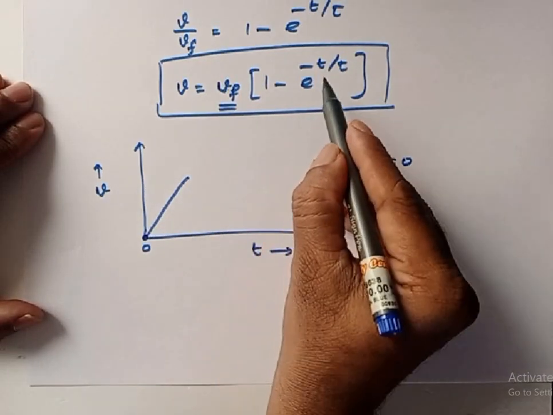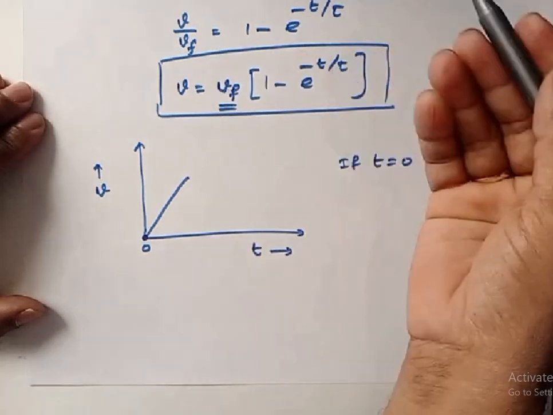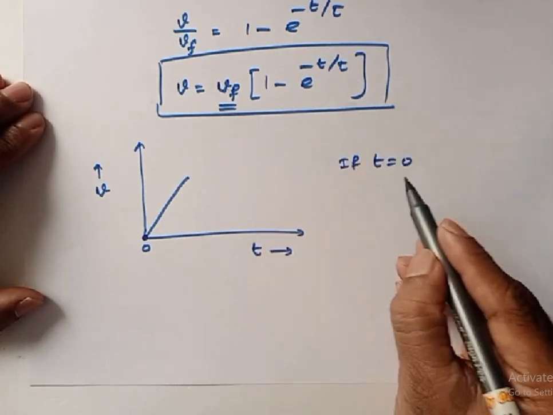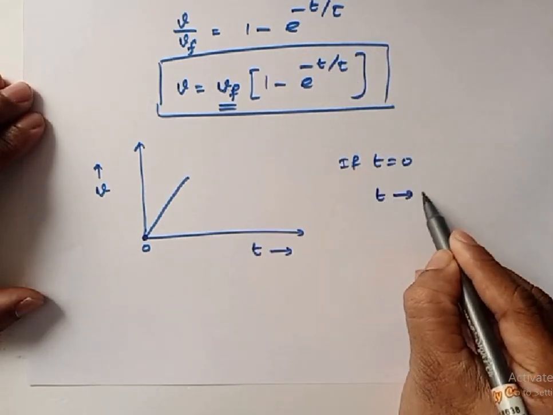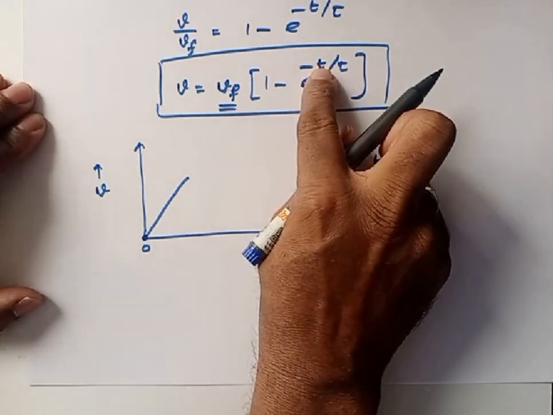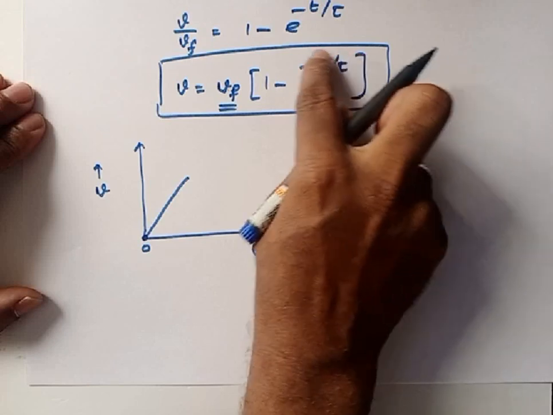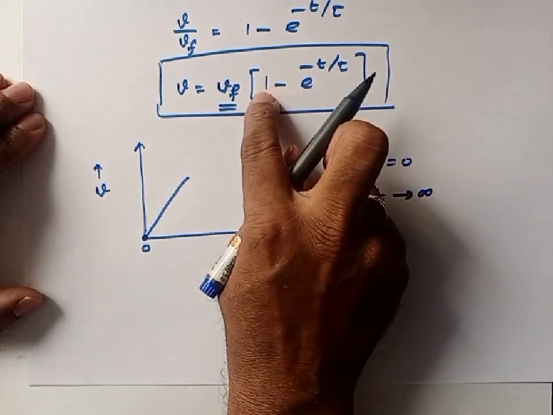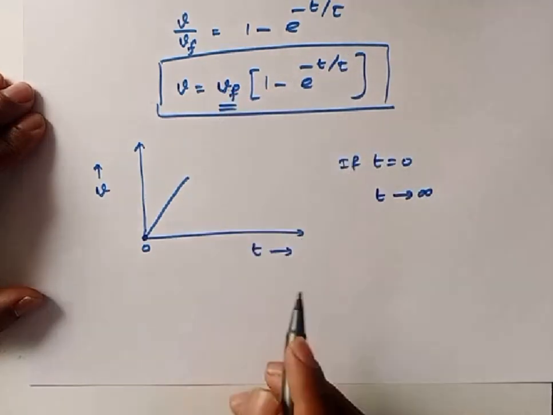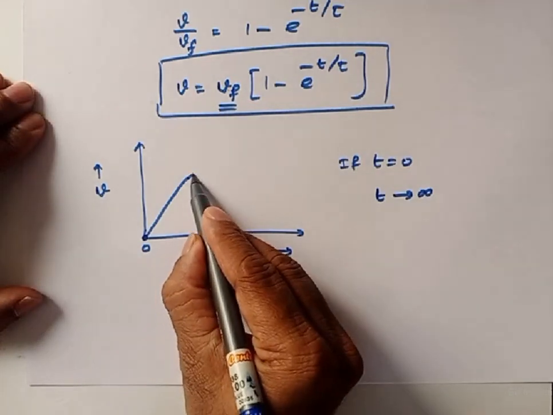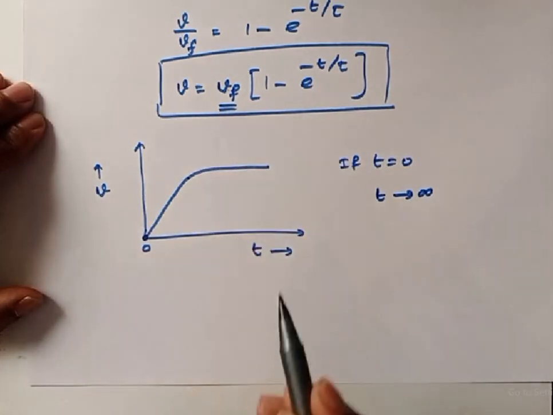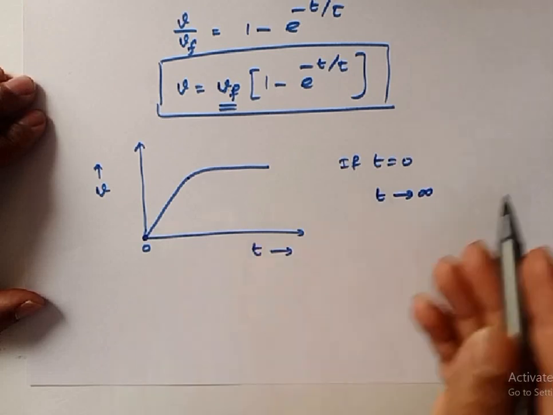Then what happens if t becomes very high? Say, for example, if t approaches infinity, what will happen? If t approaches infinity, e power minus infinity is 0. E power minus this becomes 0, so you will get only 1. So V becomes equal to Vf. So the V value becomes equal to Vf once the time approaches infinity.